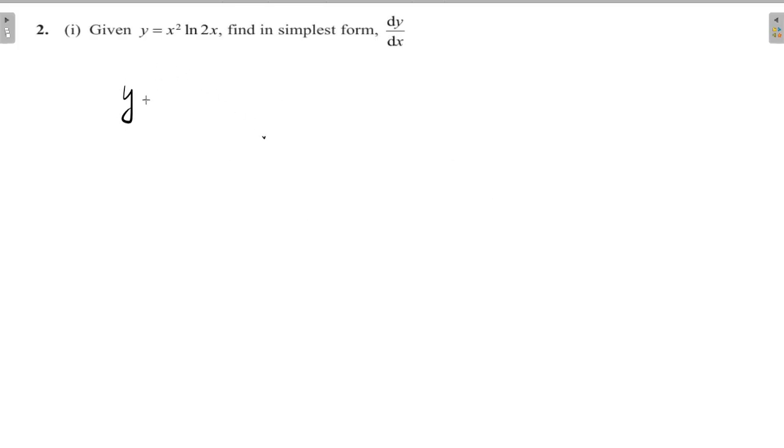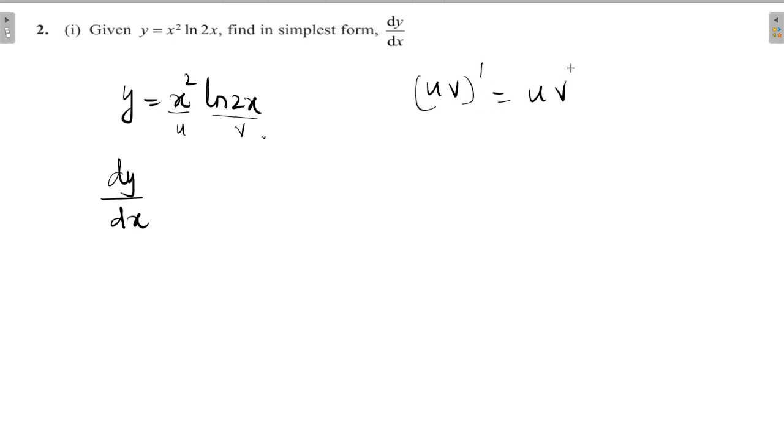There is the function given y equal to x square ln 2x. Ln is natural logarithm with base e. Let's find out dy by dx. The given expression y is the product of 2 functions, x square into ln 2x. So, consider this is u and this is v. What is the expansion of uv the whole dash? How to differentiate? U into v dash plus v into u dash.